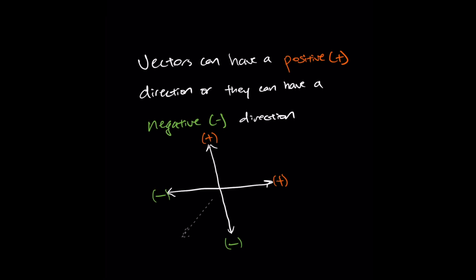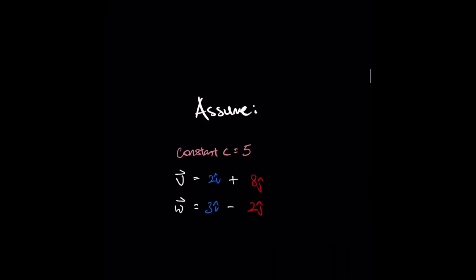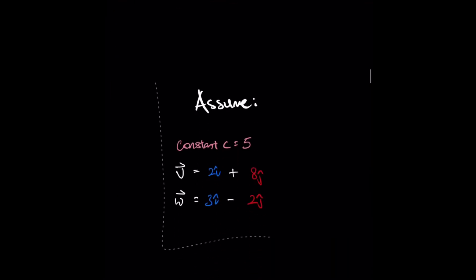Now that we've discussed some vector basics, let's take a look at algebraic vector operations. Let's make the following assumptions with a constant c equals 5 and a v and a w vector. Take a screenshot if you need. This is some pretty important information.